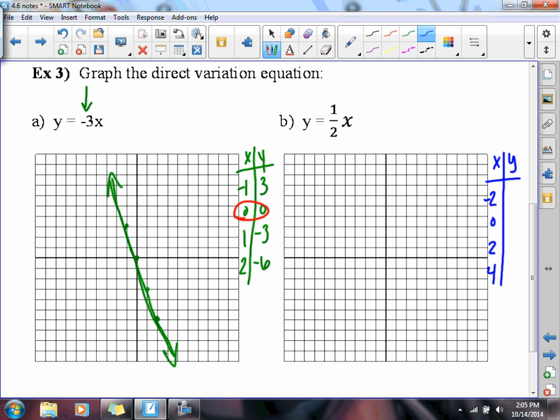And again, you need at least 3 values. I'm just picking 4. So half of -2 is going to be -1, half of 0 is 0, half of 2 is 1, and half of 4 is 2. And again, notice I've got 0, 0 in my table of values. That's one of those characteristics that's always going to happen when you have a direct variation equation that you're graphing.